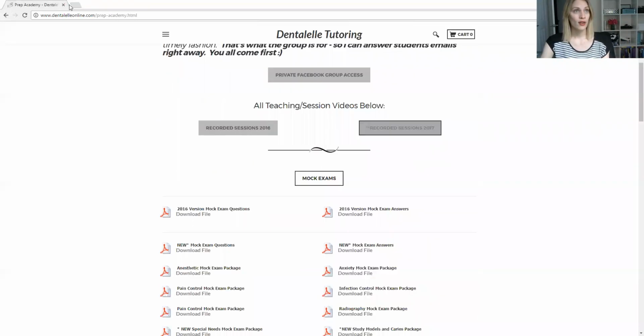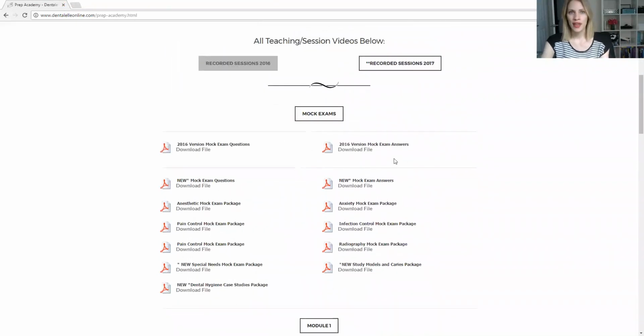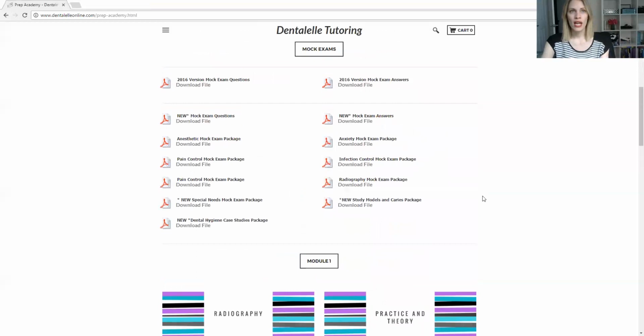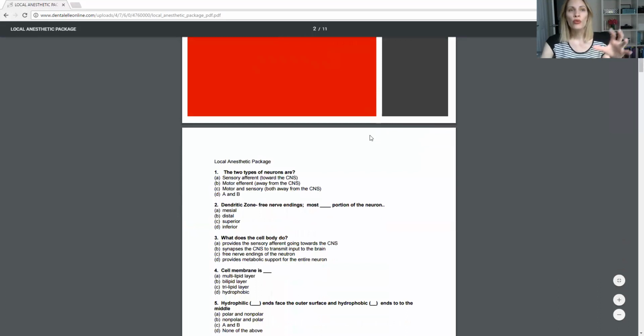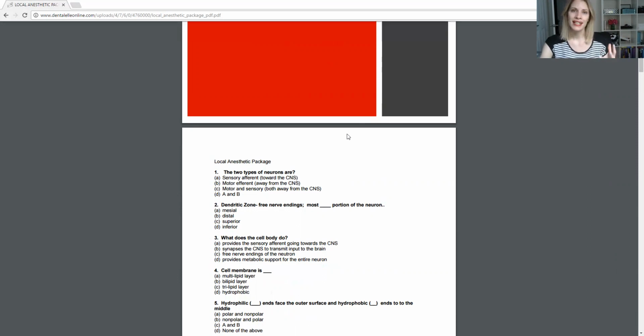Let's see. So next page here. So after that, now I say things depending on the student. If you have a couple weeks left to study, then I say look through the mock exam packages. And I say this because let's say you go through your anesthetic mock exam package here. So I'll just click on that to show you. So go through the questions, answer them to the best of your ability, pretend it is the board exam. So let's say the first question, if you're like, okay, the two types of neurons are, oh, okay, well, that's an easy one, and that's no problem.